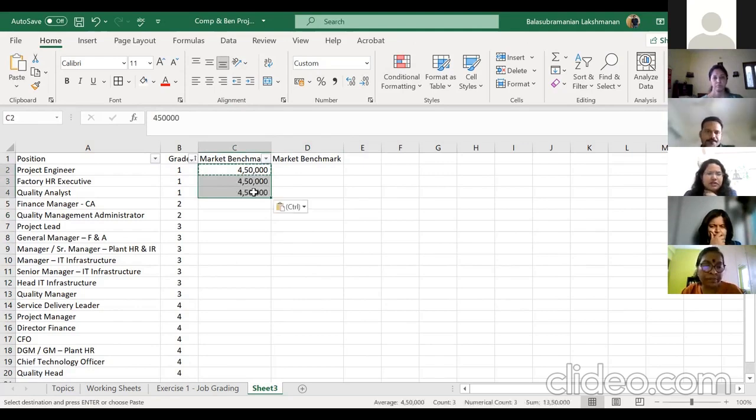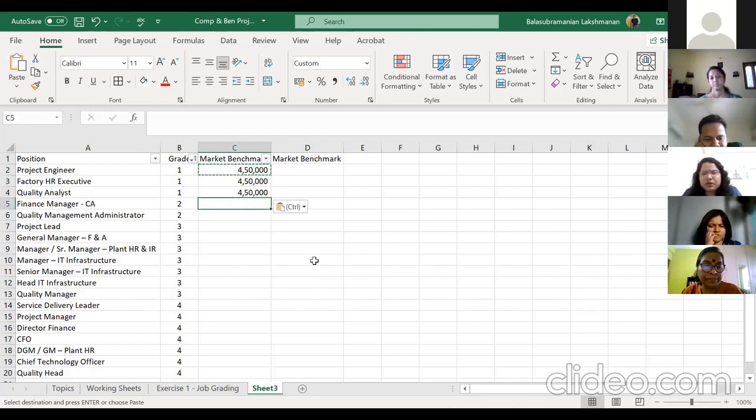HR is also at that level, right? Yeah, HR is also at that level. So finance, all entry levels are at the same level. So for some experience, 15 to 20, right? Finance manager.